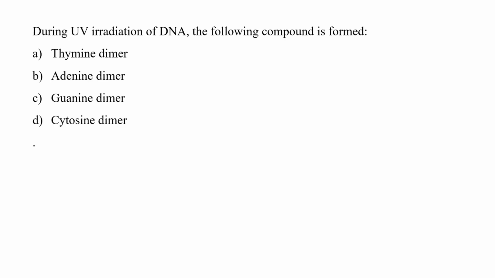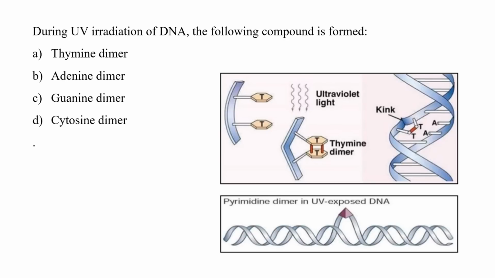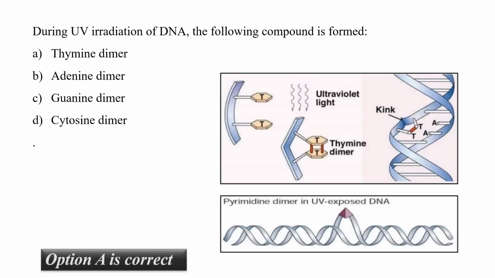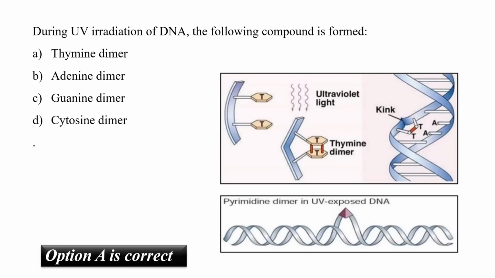During UV radiation of DNA, the following compound is formed. That's very easy. Thymine dimer is a photolesion which is produced due to the exposure of DNA to UV radiation. Hence, option A has to be the correct answer.